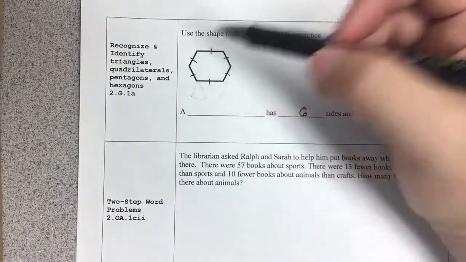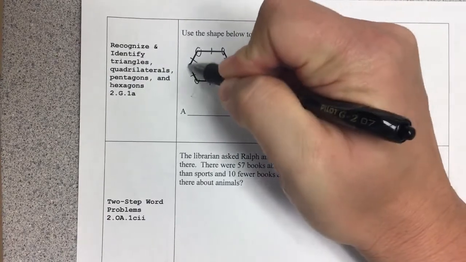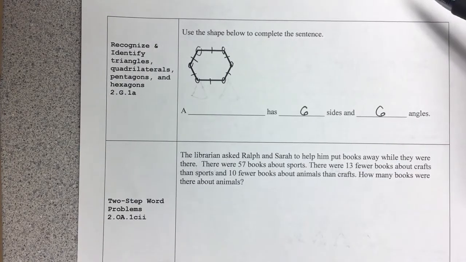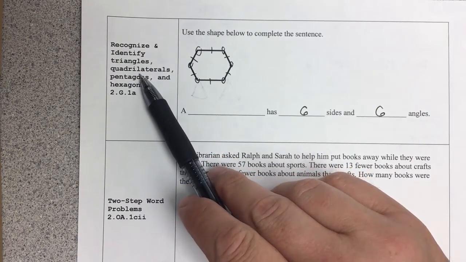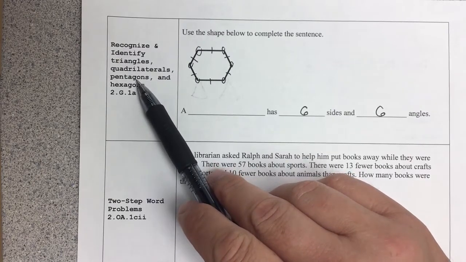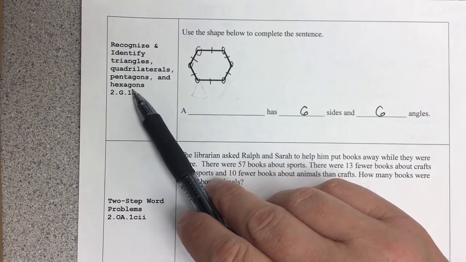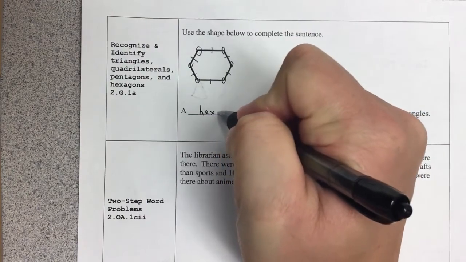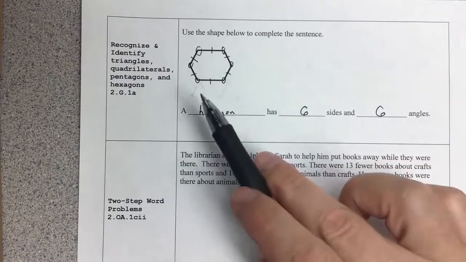And now I'm going to count the angles, or corners. 1, 2, 3, 4, 5, 6. So that's 6 angles. And now I simply need to identify. A triangle has 3 sides and 3 angles. Quadrilaterals have 4 sides and 4 angles. Pentagons have 5 sides and 5 angles. Hexagons have 6 sides and 6 angles. So a hexagon. Once I know how many sides and angles, it makes it a little easier to identify.